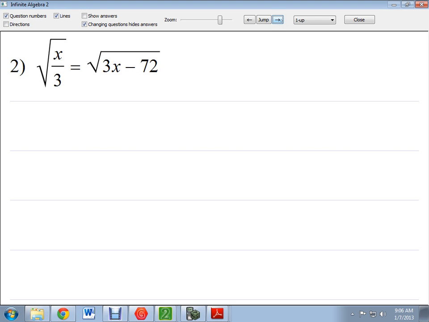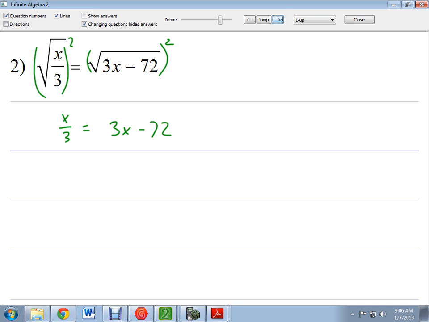This one has 2 square roots on it, but it is not any more difficult than any of the other problems because it's got the square roots by themselves on both sides. All we have to do is square both sides of the equation. That'll get me a new equation without the square roots. x over 3 is equal to 3x minus 72.